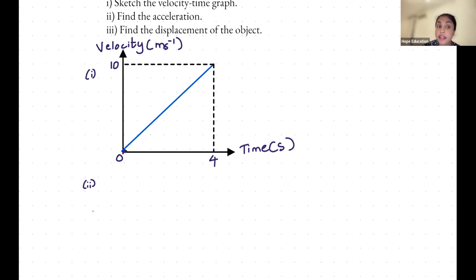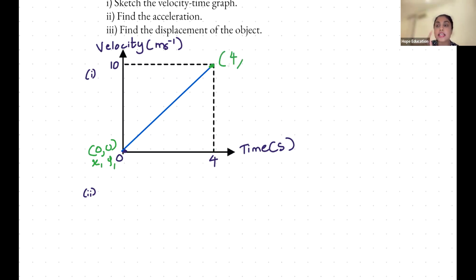If I have to find the gradient, I need 2 points. So what are the 2 points that I'm going to select? I'm going to take the starting point. Here the starting point, x value is 0, y value is also 0. When you write the coordinates, you first write the x value, then the y value. If you take this other point, x value is 4 and y value is 10.